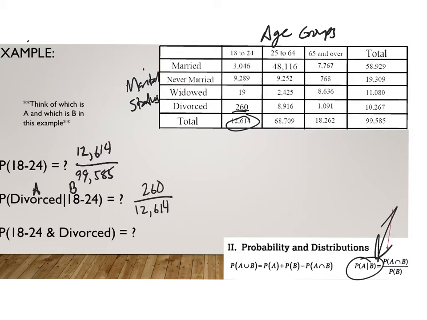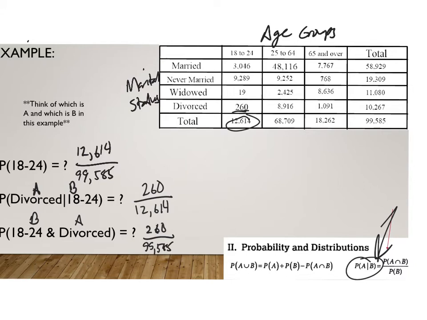Then finally, 18 to 24 and divorced. So this would be the B and A now. So 18 to 24 and divorced would be 260, out of the full 99,585.